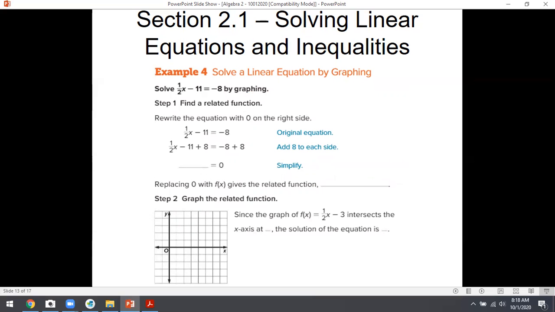All right, what do they mean by set the equation equal to 0, replace it with f of x, etc.? Well, here's what we're going to do. Let's do this example real quick. Example number 4.